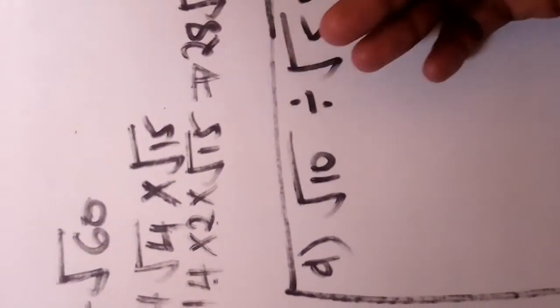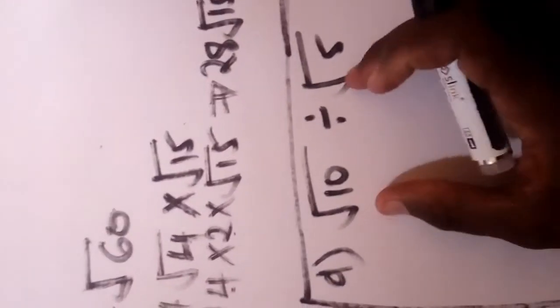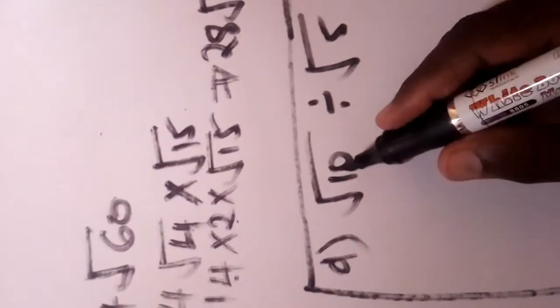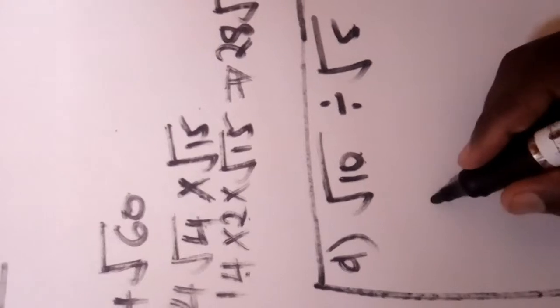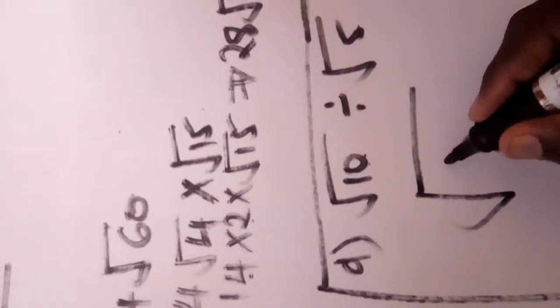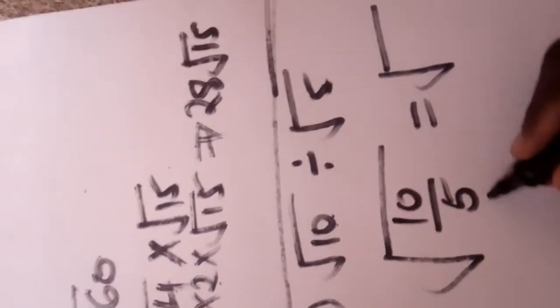When you come to division, the way we tackled multiplication is the same way we are going to tackle division. So what you're going to do is divide the numbers under the root sign, that is 10 and 5. We put them under one square root, and that should be 10 divided by 5, and if you simplify this, that will be 2. So that is the square root of 2.